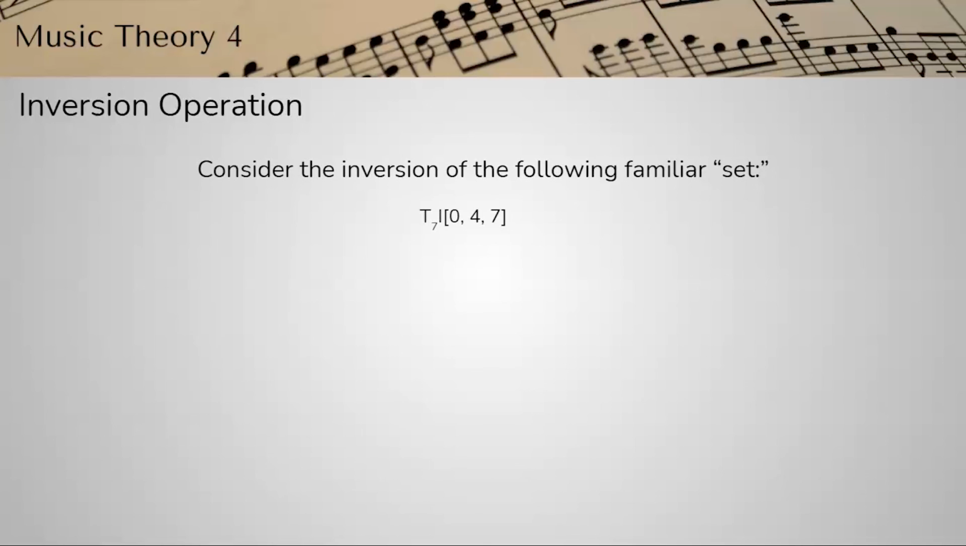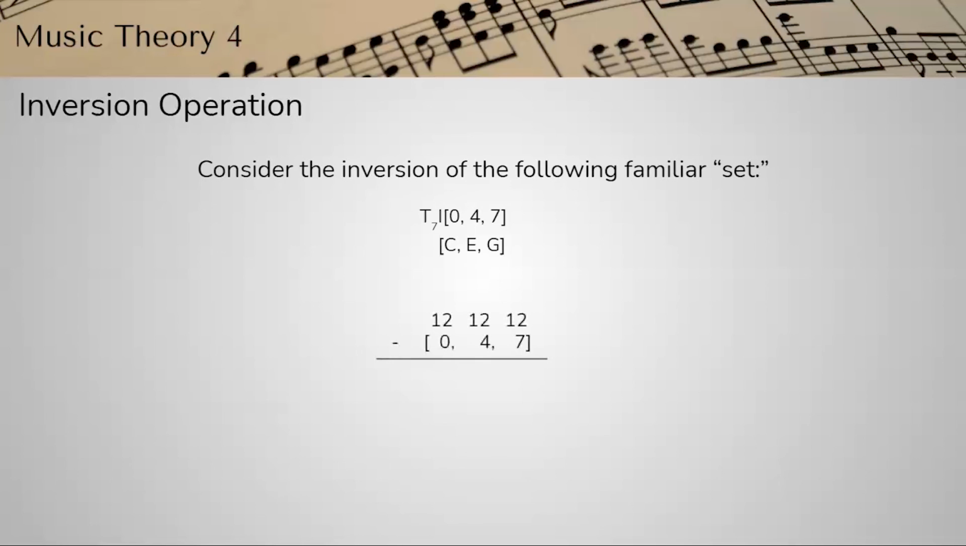So we're going to start with this set, which is 0, 4, 7. Now, this is a pretty familiar one, which is C, E, G. It's a major triad. So let's see what happens when we invert a major triad, right? Normally when we invert it, in tonal thinking, we would get a first inversion triad, right? Or a second inversion triad. But let's see what happens when we stick to this operation.